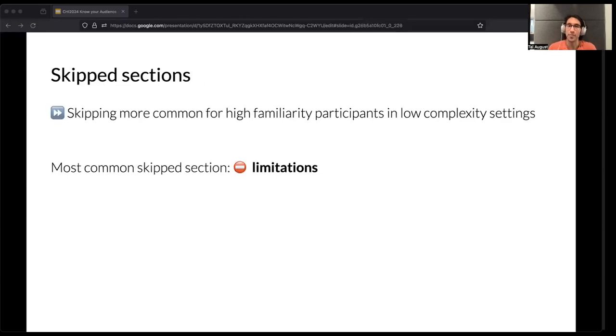Now, a more interesting picture appears when we look at skipped sections. So far what we're seeing is that low complexity text benefits low familiarity readers, but there's really no benefit for high familiarity readers. However, what we noticed was that participants with higher familiarity skipped more sections of lower complexity text. Specifically, the limitation sections were the most often skipped in the summaries. So this suggests that while high familiarity participants might have rated all the summary versions similarly, they did tend to ignore more information in the less complex summaries, which might have been due to boredom or overconfidence.